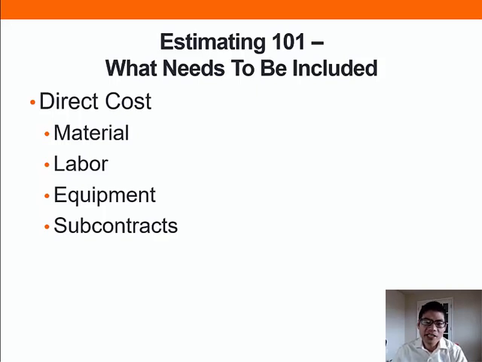A typical project estimate includes both direct and indirect costs. Direct costs are costs that can be completely attributed to the production of a product. That could be a wall, a window, a column, etc. Direct costs typically include material, labor, and equipment costs. If subcontractors are hired to perform portions of the work, then subcontractors should be considered as direct costs as well.